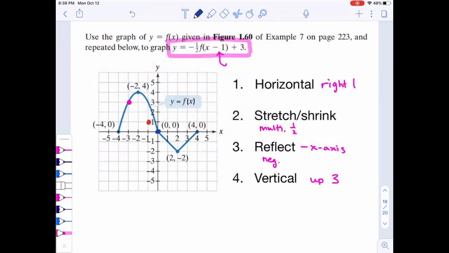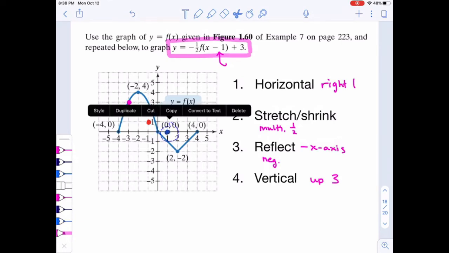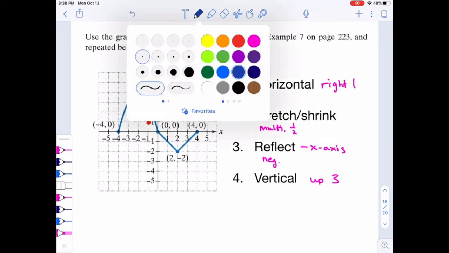says 0, 0. Right? If I take 0, 0, first step, move it to the right, 1. I'm going to stretch it by a half. Well, 0 times a half is still 0. I'm going to reflect around the x-axis. I'm not going anywhere. Vertical, it's going to go up 3. 1, 2, 3. Let's take the next point.